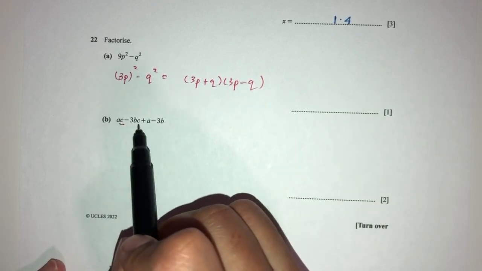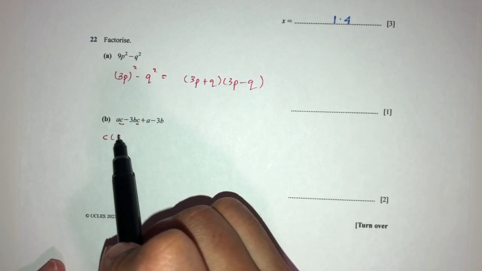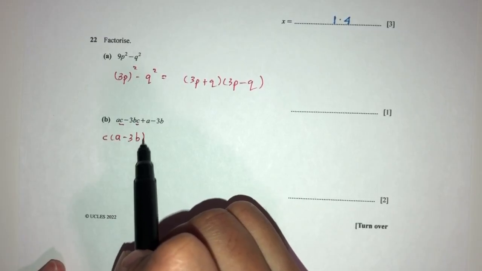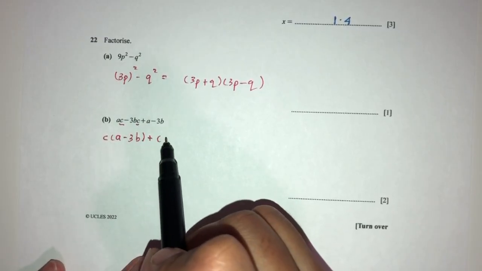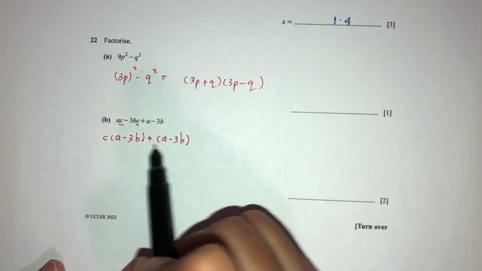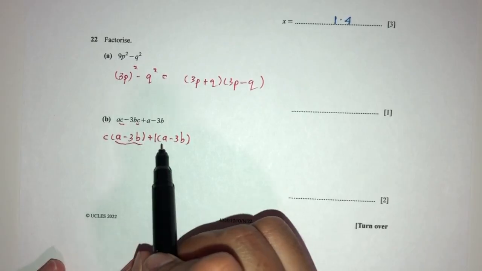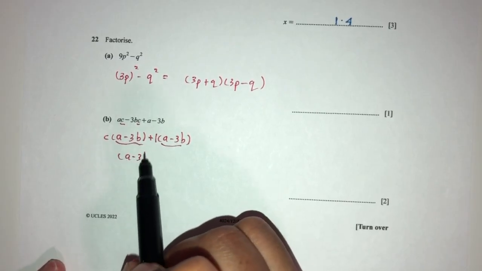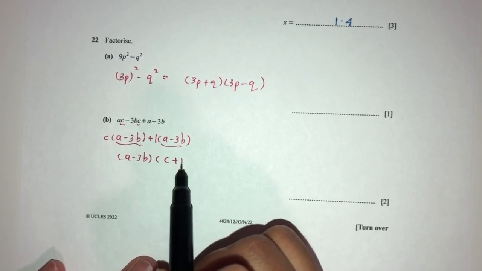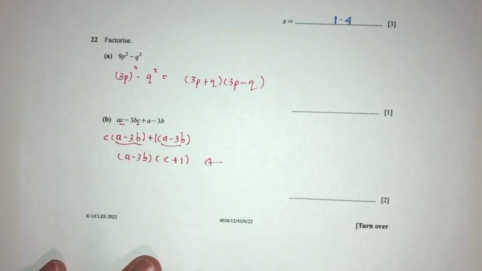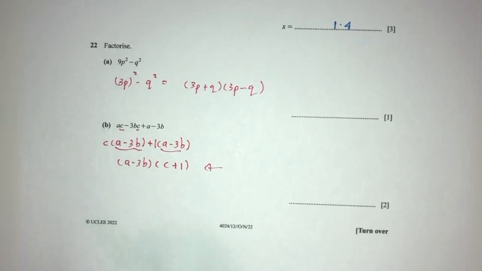Now for part B, we have to factorize, so one by one. Here we have c and c. We can take c out. You will have a minus 3b. And here we have plus, and here we just have a minus 3b, right? This is 1, obviously. So these two are the same. We can take it out. You will have a minus 3b, and the remaining will be c plus 1. So this is the full factorization of part B.